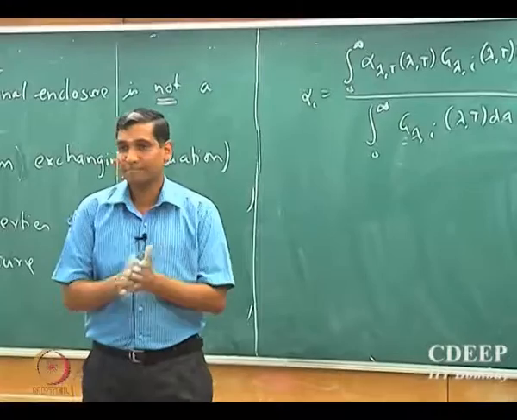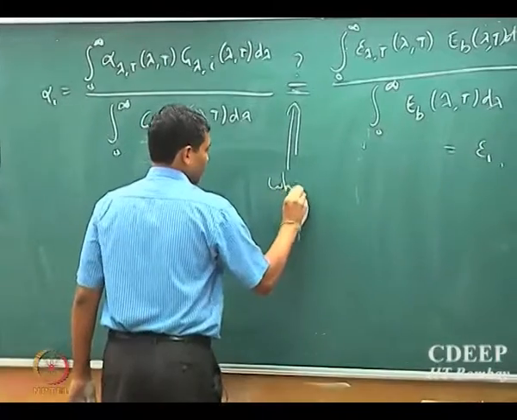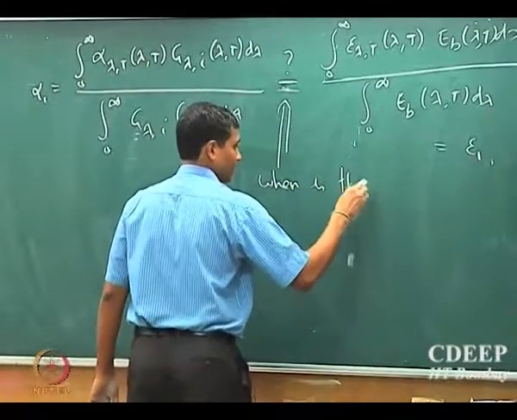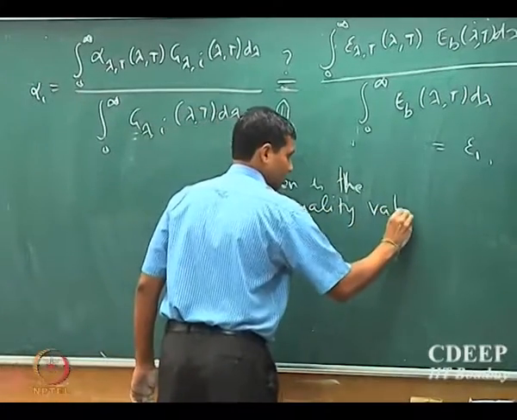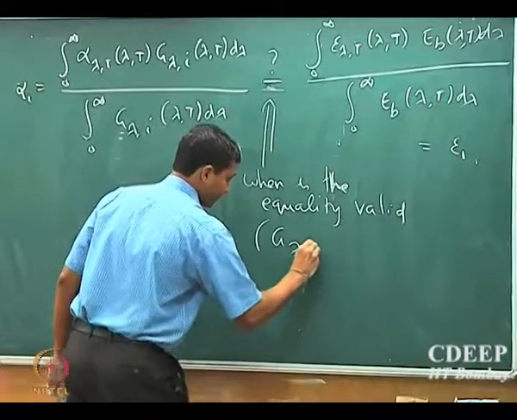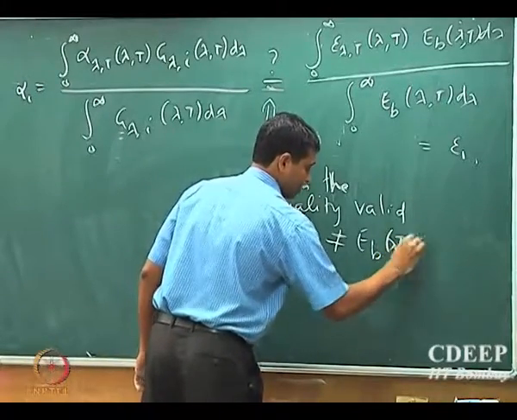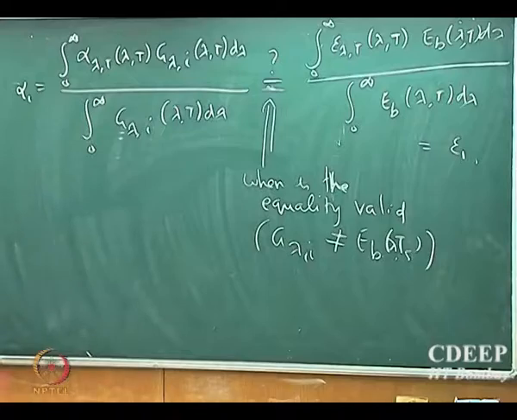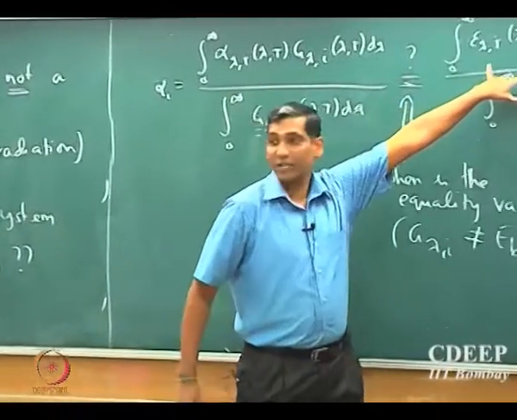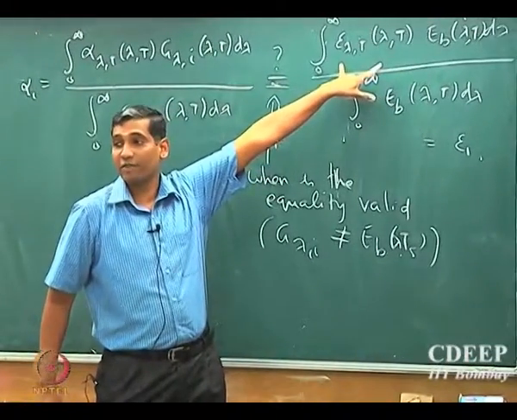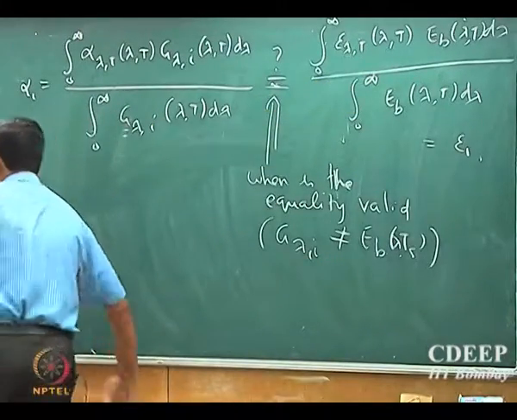So, when can it be equal? When can the equality be valid? Note that G lambda I is not black body radiation. So, when can it be equal? Only when these two quantities are simultaneously independent of the wavelength. Let us take a hypothetical case.